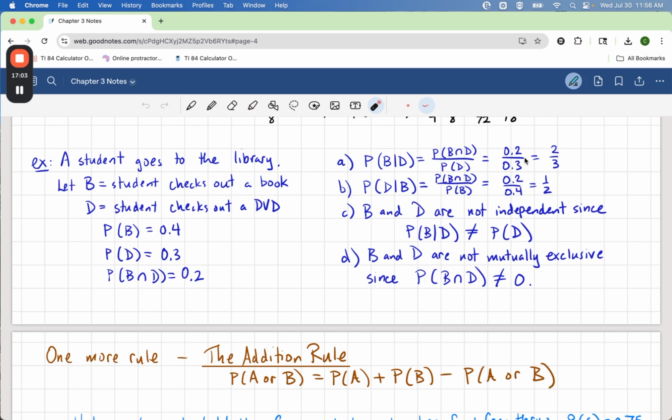B and D are not independent, since the probability of B given D, 2/3, does not equal the probability of D, 0.3. All right, so those are not independent. They're not mutually exclusive because students do check out both. The probability of B and D is not 0, so they can't be mutually exclusive.